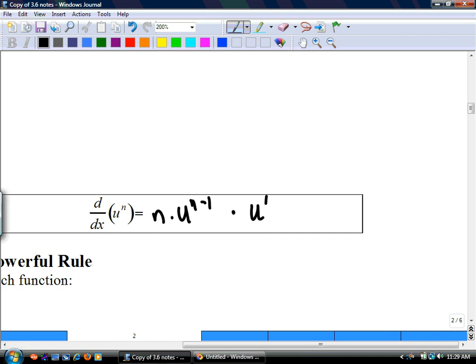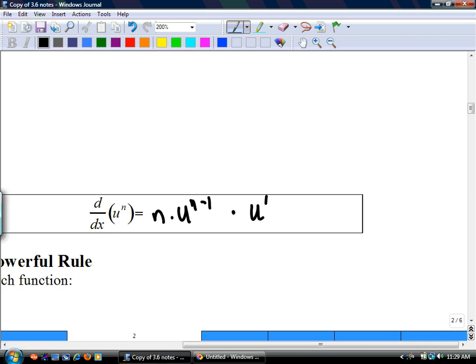Because that means the same thing. Yep. If I read it as y equals u to the n, then dy over dx would equal this. But if I just start with u to the n as an expression, and I want to take the derivative of it, I don't need to make it dy over dx. It's just d over dx means derivative as well.